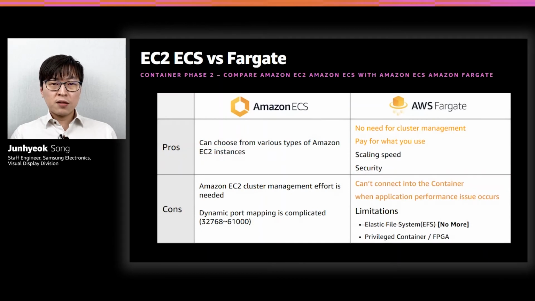After ECS migration, to increase operational efficiency, we looked into AWS Fargate. Let's compare ECS using EC2 with Fargate. Dynamic port mapping in ECS is complex to monitor, where people usually need to adopt a service mesh to go around this problem. But Fargate is a micro virtual machine and the port is fixed. The biggest advantage is no need for cluster management and pay for what you use.